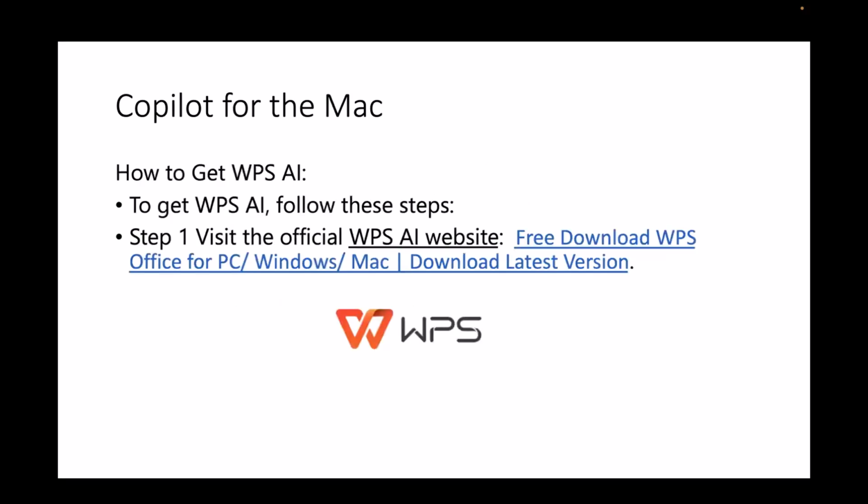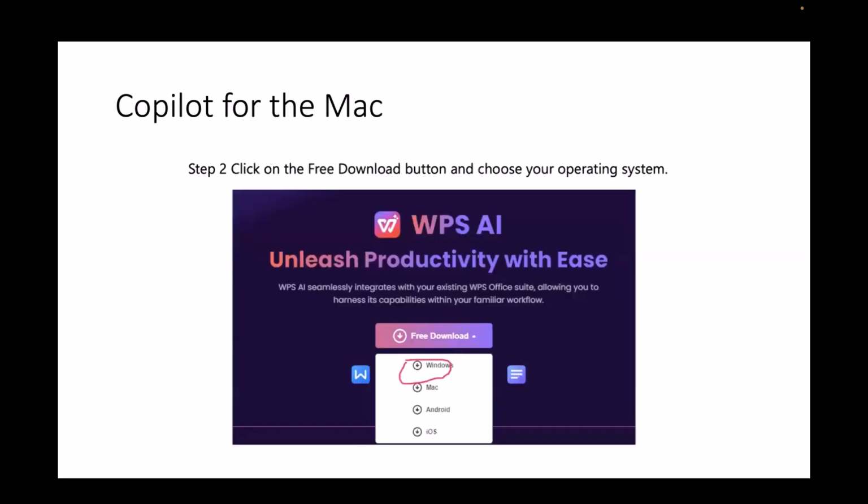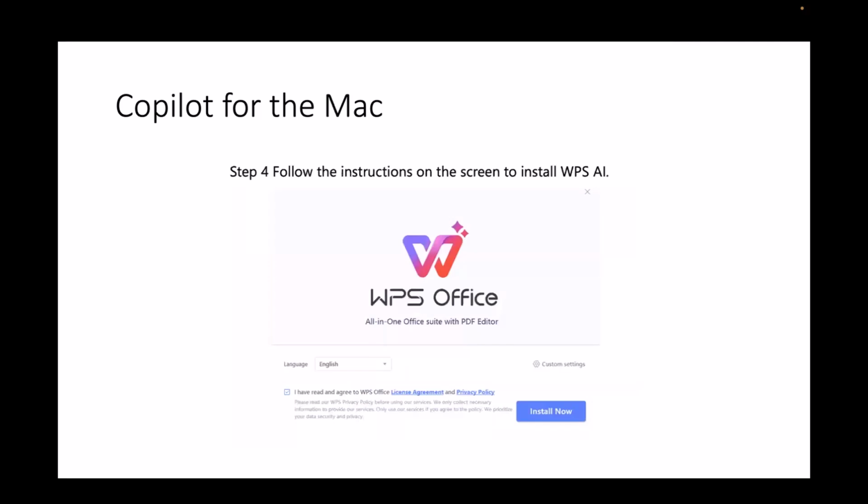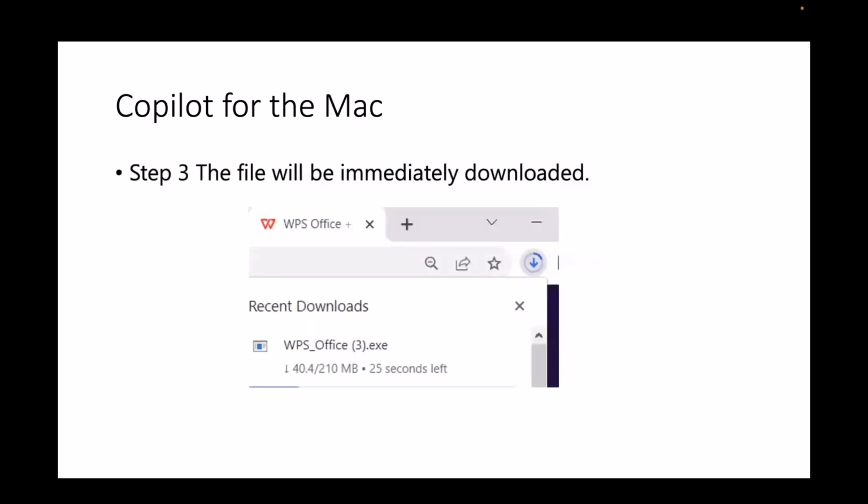How to get WPS AI? To get it, you go to the WPS AI website, and there's a free download. You just click on the free download button, choose your operating system. In this case, it would be Mac. You follow the steps on the screen to install it. And then the file will immediately be downloaded.